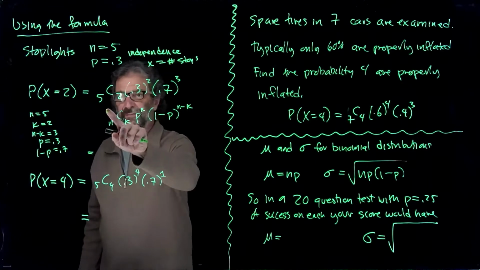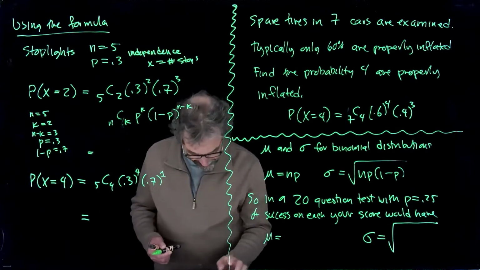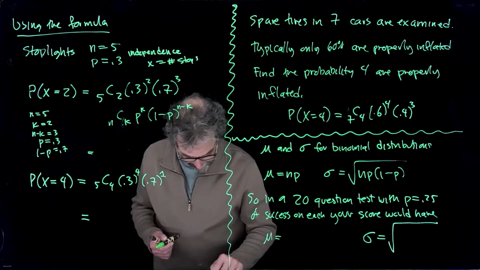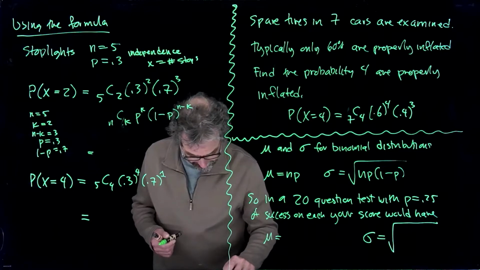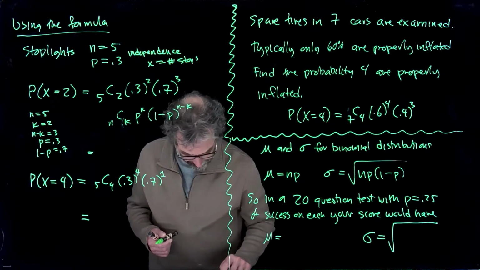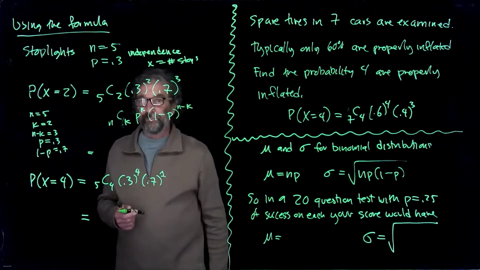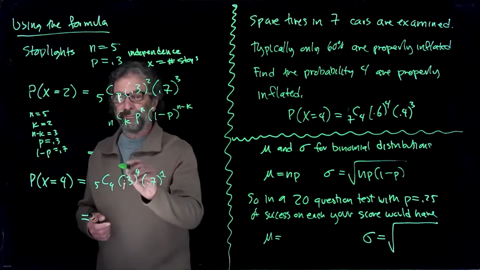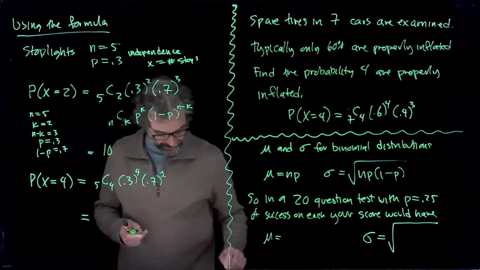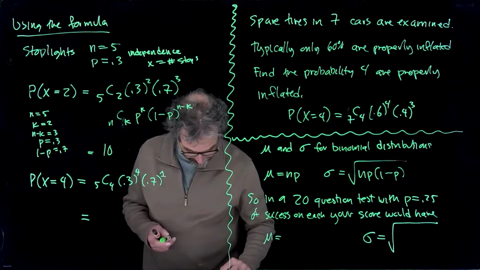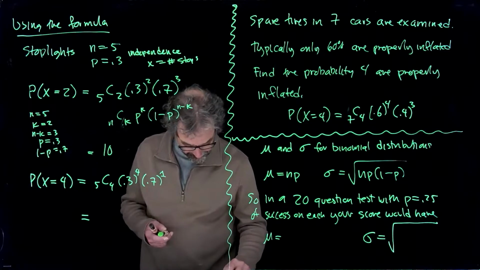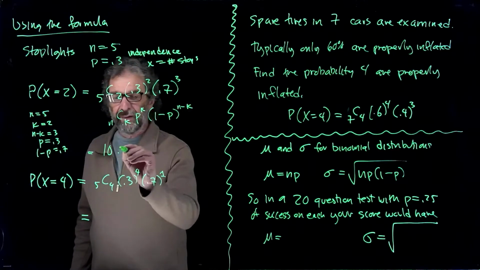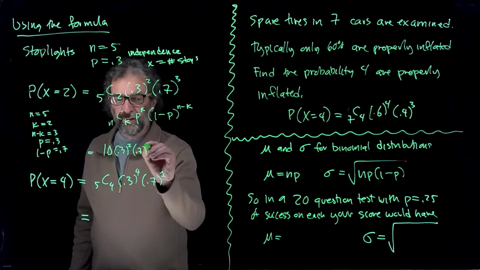I haven't picked this though. So 5C2, the way you get that is you go in here, you clear this out. 5, math, prob, nCr, 2. And I'm going to hit enter so I can see what it is. It's 10. And then I'm going to multiply that by 0.3 squared, and then times 0.7 cubed. So 10 times 0.3 squared times 0.7 cubed.